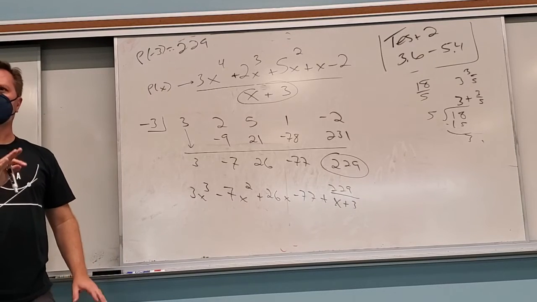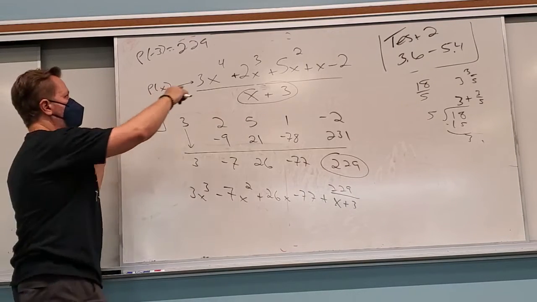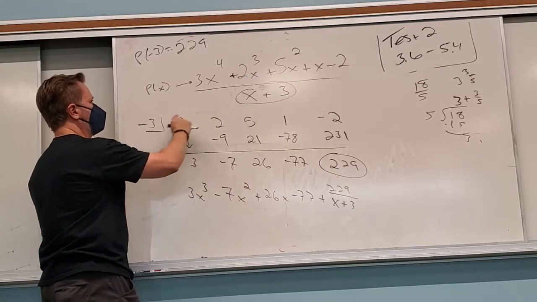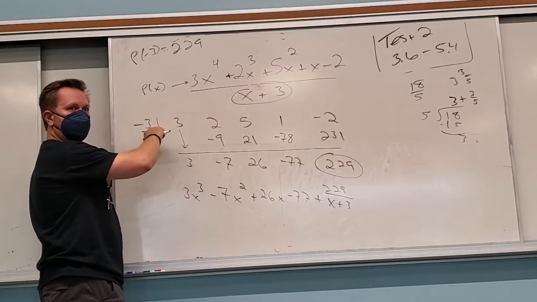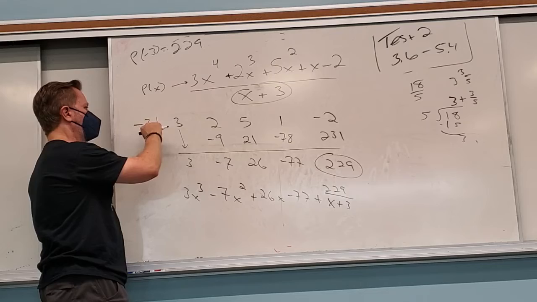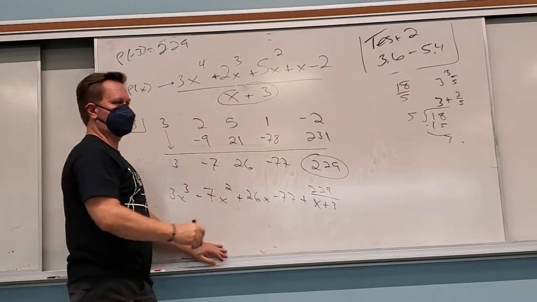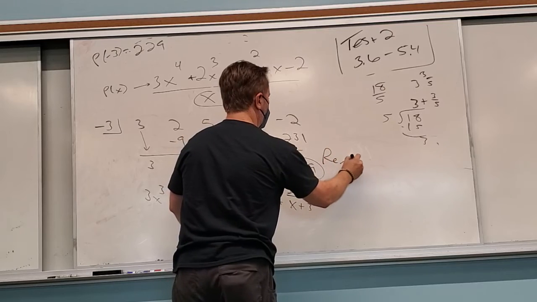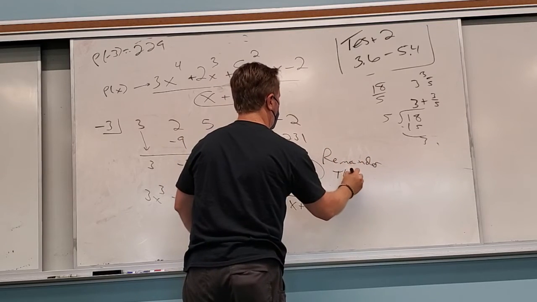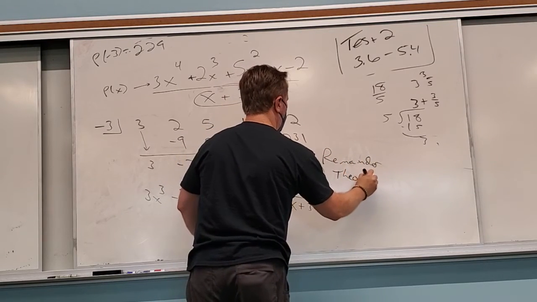Do you guys see that? Every time, if I'm given a polynomial and then divide it by something like this, that means that if I were to plug that number in, it would come out to be the remainder. That's called the remainder theorem. That's crazy. Jeff, you can do it.